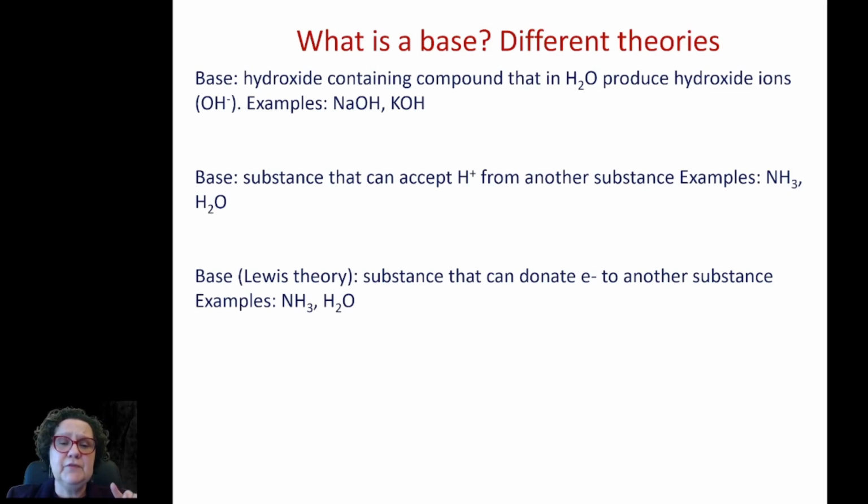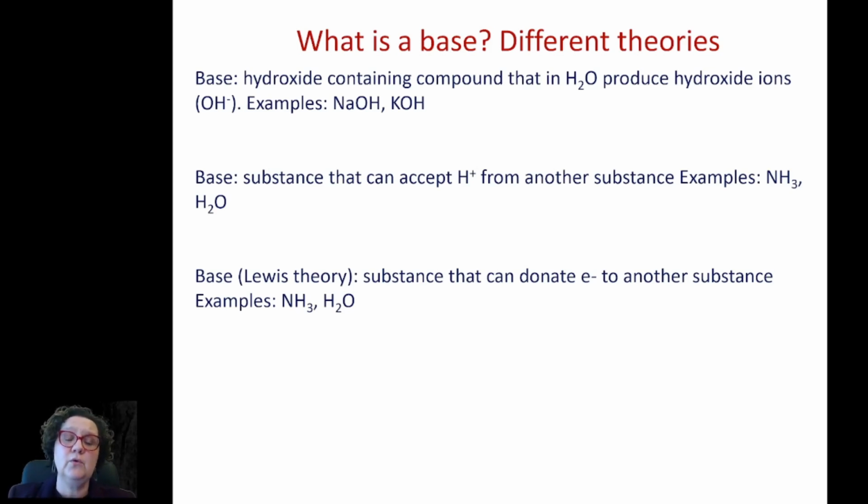And finally, the Lewis theory. Lewis theory doesn't look at hydrogens and OHs or whatever. It looks at electrons, whether you can donate electrons or accept electrons. So according to Lewis, a base is a substance that can donate electrons to another substance that can accept them. That's the acid. So any substance you can think of can be defined as an acid or a base according to Lewis, because they either have electrons that can be donated or not. If you think of the compound ammonia, NH3, the nitrogen has 2 electrons sitting on it that can be donated.